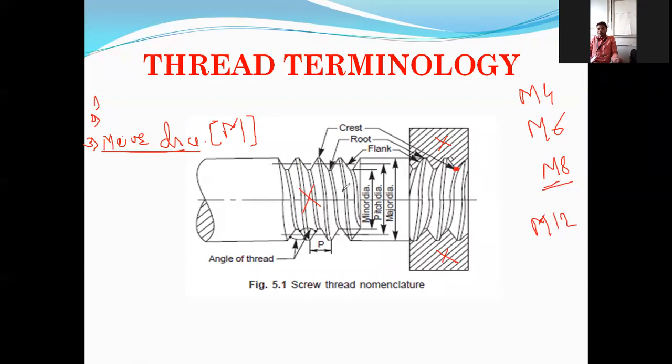You can note in your notebook: the diameter which is passing through the crest of an external thread and the root of an internal thread is called the major diameter or nominal diameter. Correct. Further, minor diameter. What will be the definition of minor diameter then? Minor diameter is parallel to major diameter. Who is able to tell the definition of minor diameter?